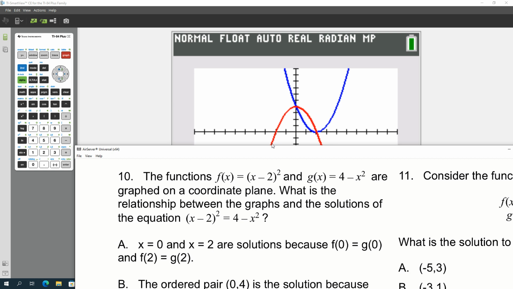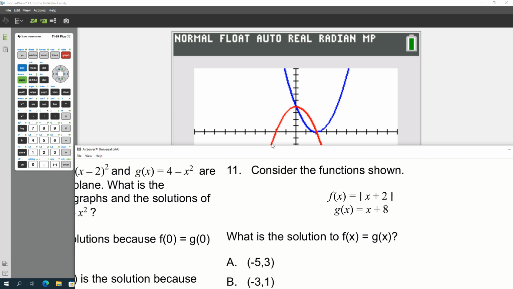Yes, so x equals 0 and x equals 2 are the solutions because f of 0 equals g of 0 and f of 2 equals g of 2. But it's not on the x though. It's not on the what? On the x, it's on the y. Yeah, but because you're solving this equation right here, it only has x's. So the answers are only going to have x's. So the points where they cross are (0, 4) and (2, 0), but you just use the x coordinates, not the y.